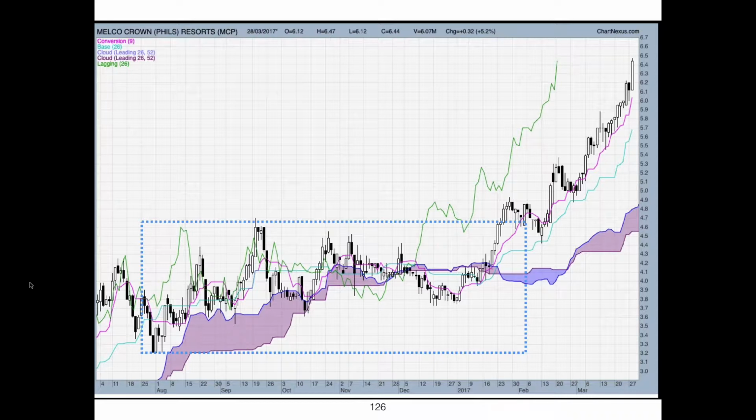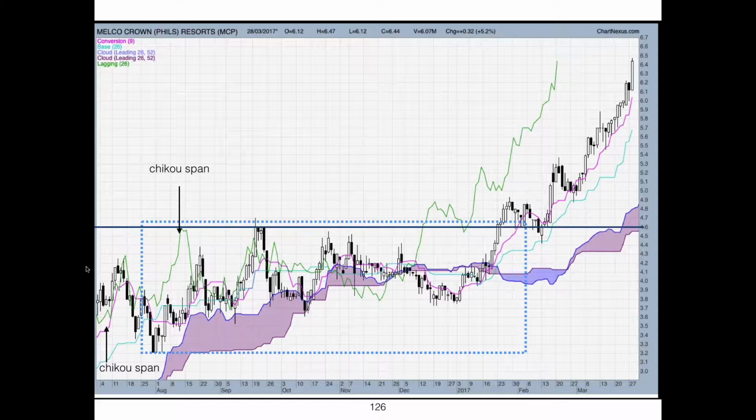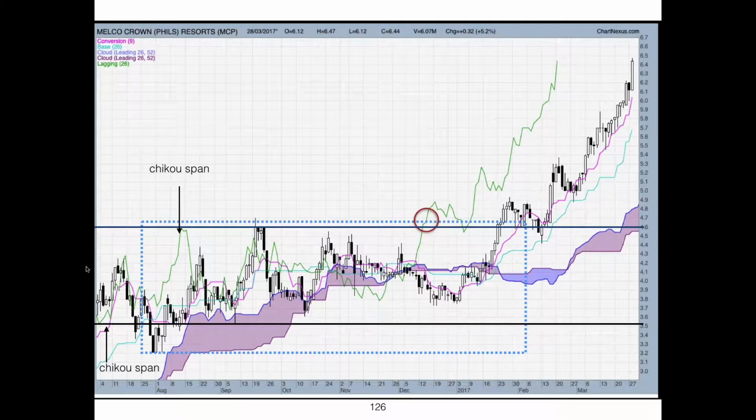Within the consolidation, we see that price had been consolidating above the Kumo. Price had been trending above the Kumo. However, the Chikou span tells us that it was in a sideways trend because it was stuck between this range. Now, when the Chikou span finally broke out of its range, we know that the trend is about to shift from sideways to up.